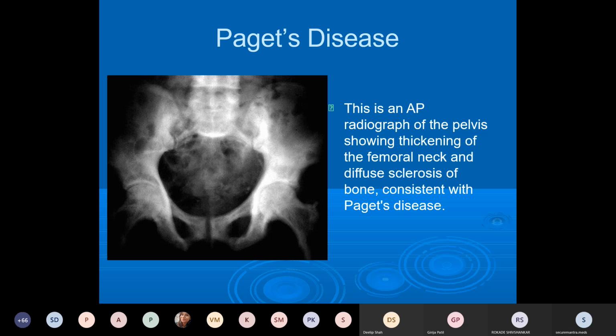Now this is the AP radiograph of the pelvis again. It is showing thickening of the femoral neck. There is thickening of the femoral neck and diffuse sclerosis involving all the bones of the pelvis. This is the case of Paget's disease. So in Paget's disease also you get multiple sclerotic lesions and cortical thickening of the femoral neck.